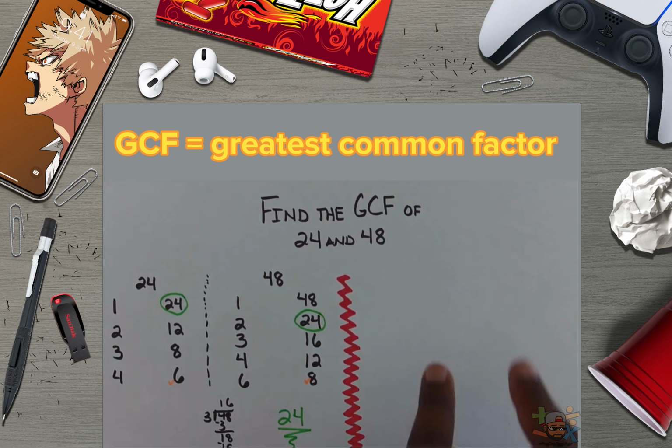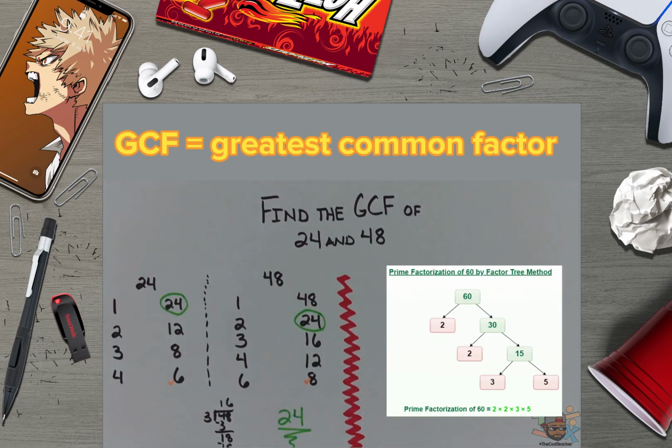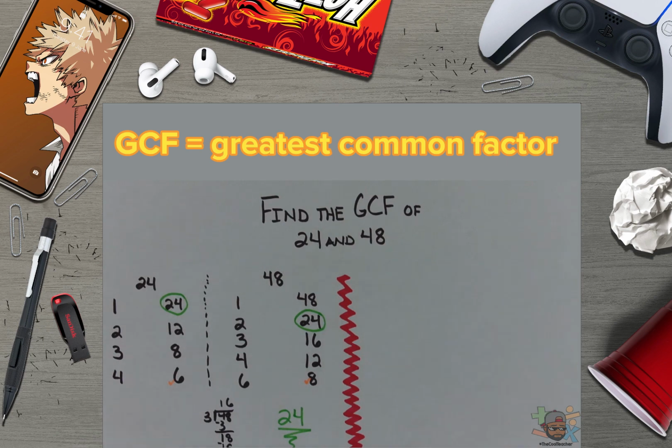24. Now, if you see this empty space over here, that means there's another way to do it. I'm going to show you that way too. Now, a lot of people call this the tree method. Mathematically, it's called the prime factorization. So I'm going to do the same exact thing. I already know what the greatest common factor is, 24. So if I do my prime factorization right, I should get the right answer.